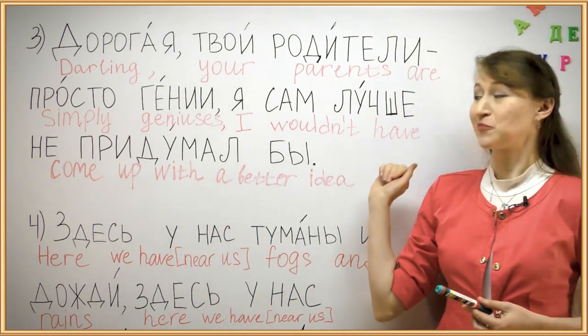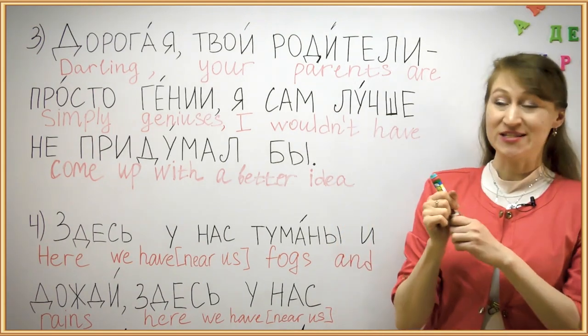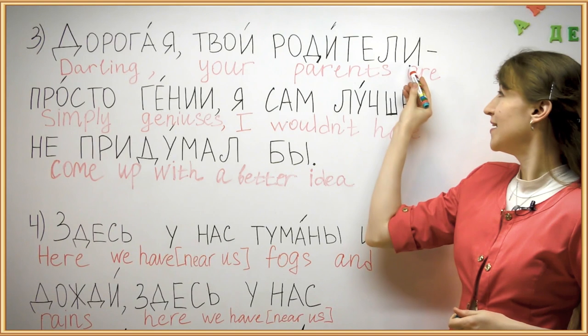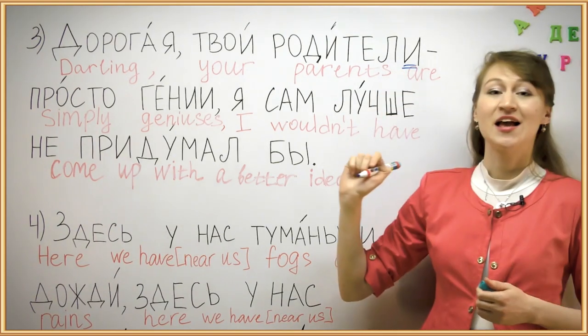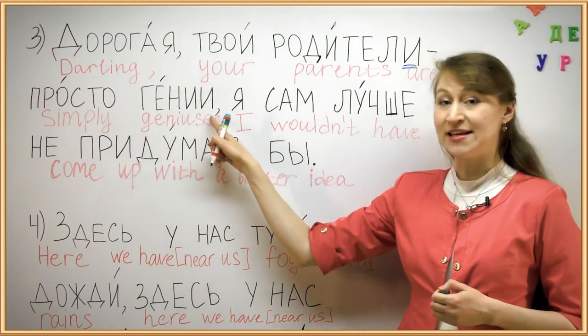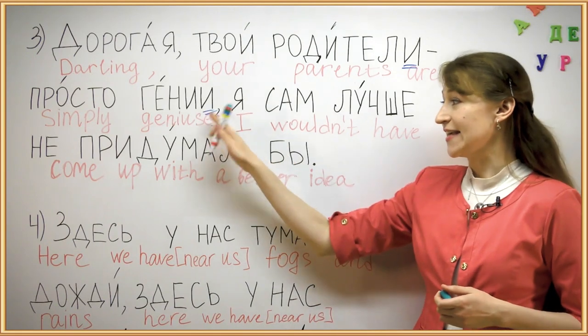So here we have two nouns in plural. Can you see them? Родители, parents, soft masculine ending, и, and гении, again, soft masculine plural ending, и.